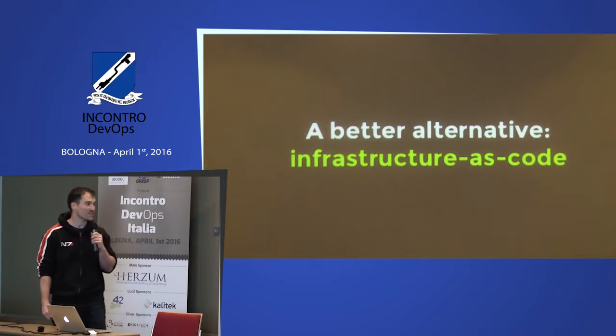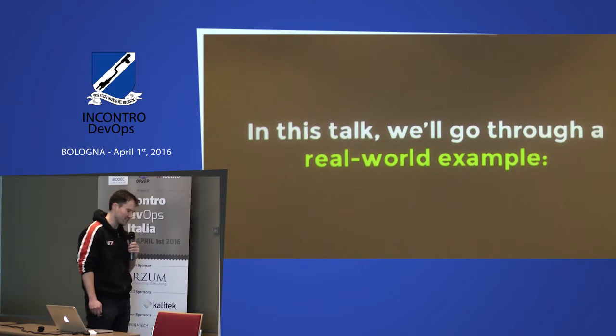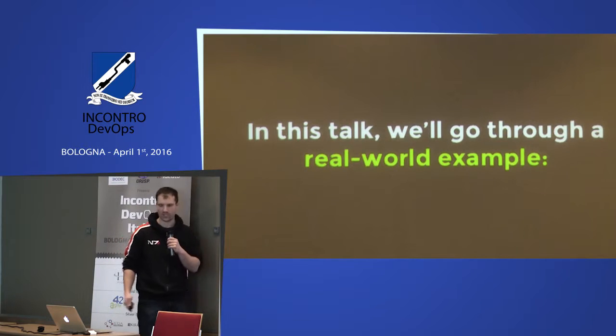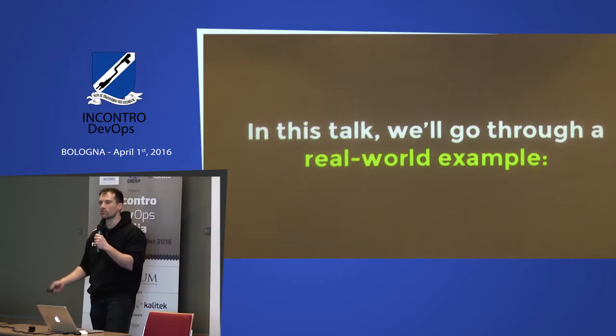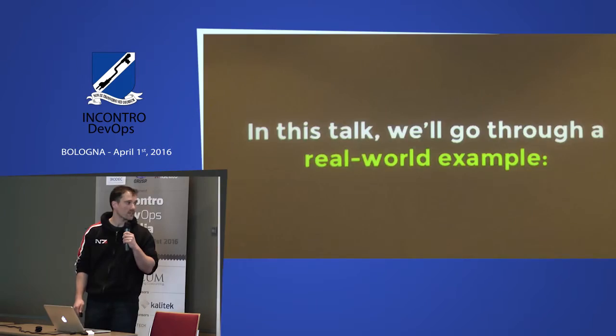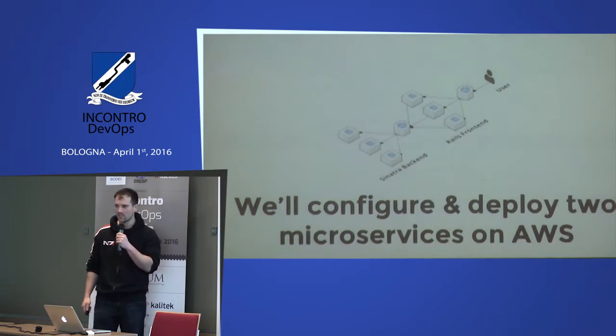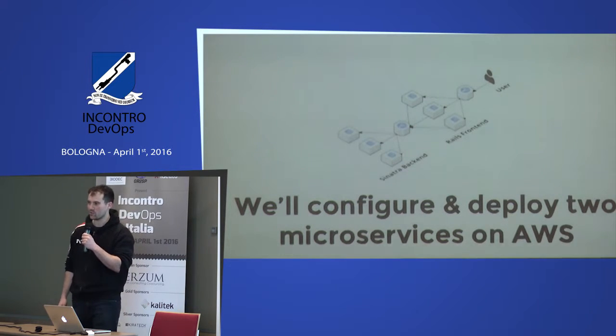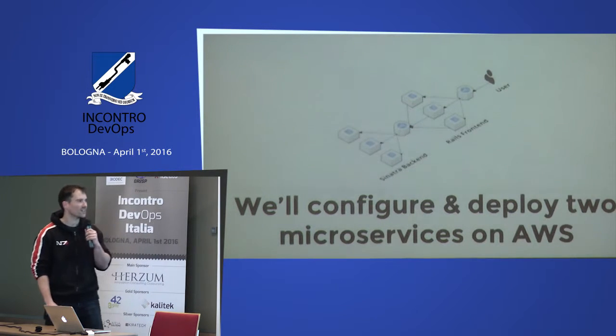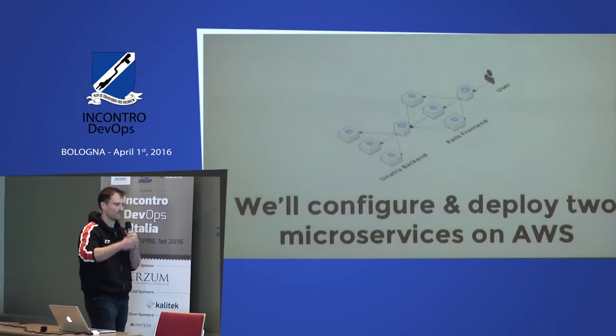So that's going to be the focus of this talk. I'll go through a real-world example. The apps I'm going to deploy are not real world, but the general approach is fairly realistic. And what we're going to do is we're going to deploy two microservices, which is, I guess, the absolute bare minimum where you can still call them microservices. Basically, a Rails front end and a Sinatra back end.